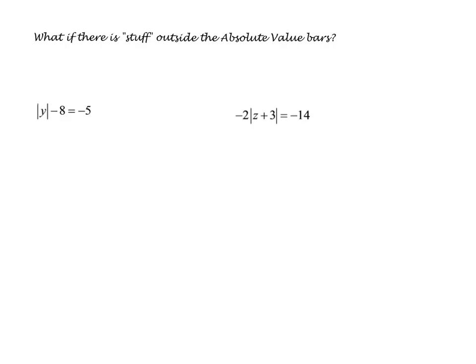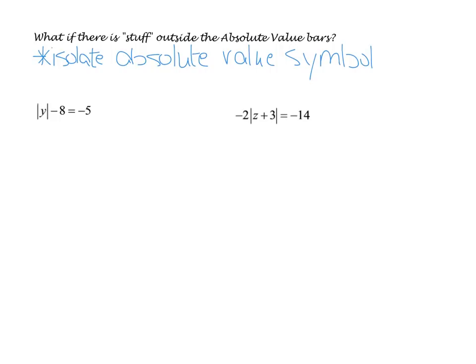Okay, what if there is stuff outside the absolute value bars? This first example here, we have the absolute value of y minus 8 equals -5. Well, if there is stuff like this -8 outside the absolute value bars, we can't solve yet. So your first step before you do anything, you must isolate the absolute value symbol, okay?